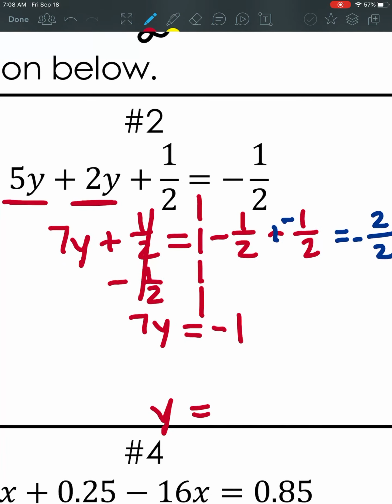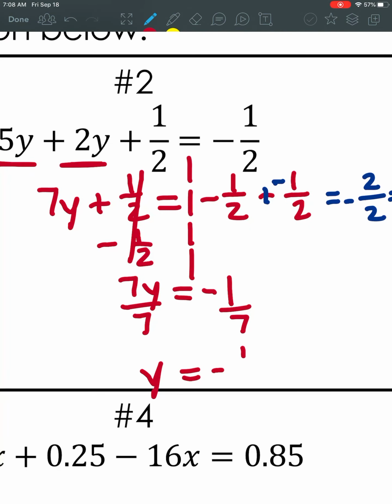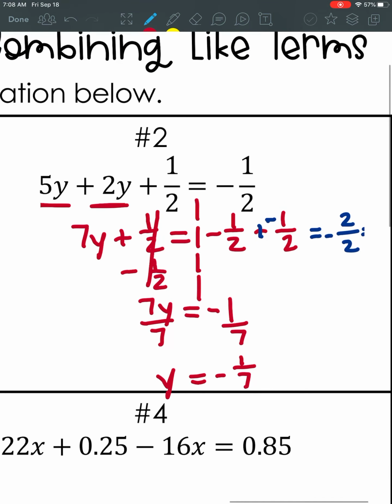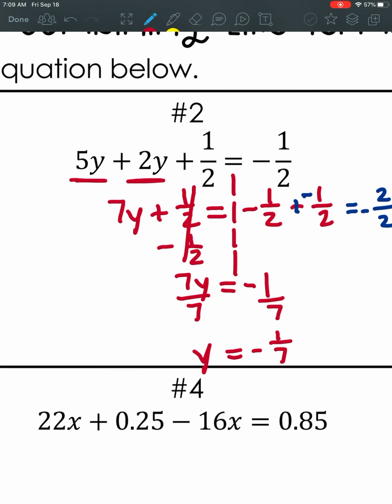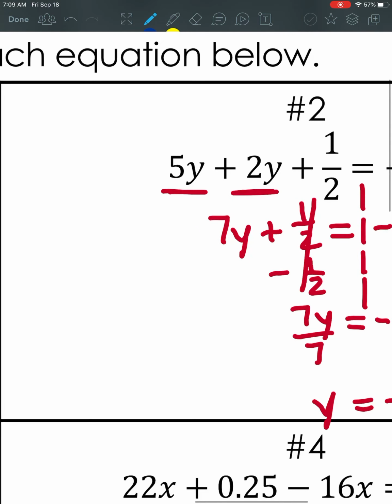And for some reason, I feel like I'm making an error. So I'm double checking my work here. And then to get rid of our 7, we will need to divide by 7, divide by 7. So y equals negative 1/7. Okay? And I'm checking my work because for some reason I just feel like this is wrong. But it looks all correct to me.